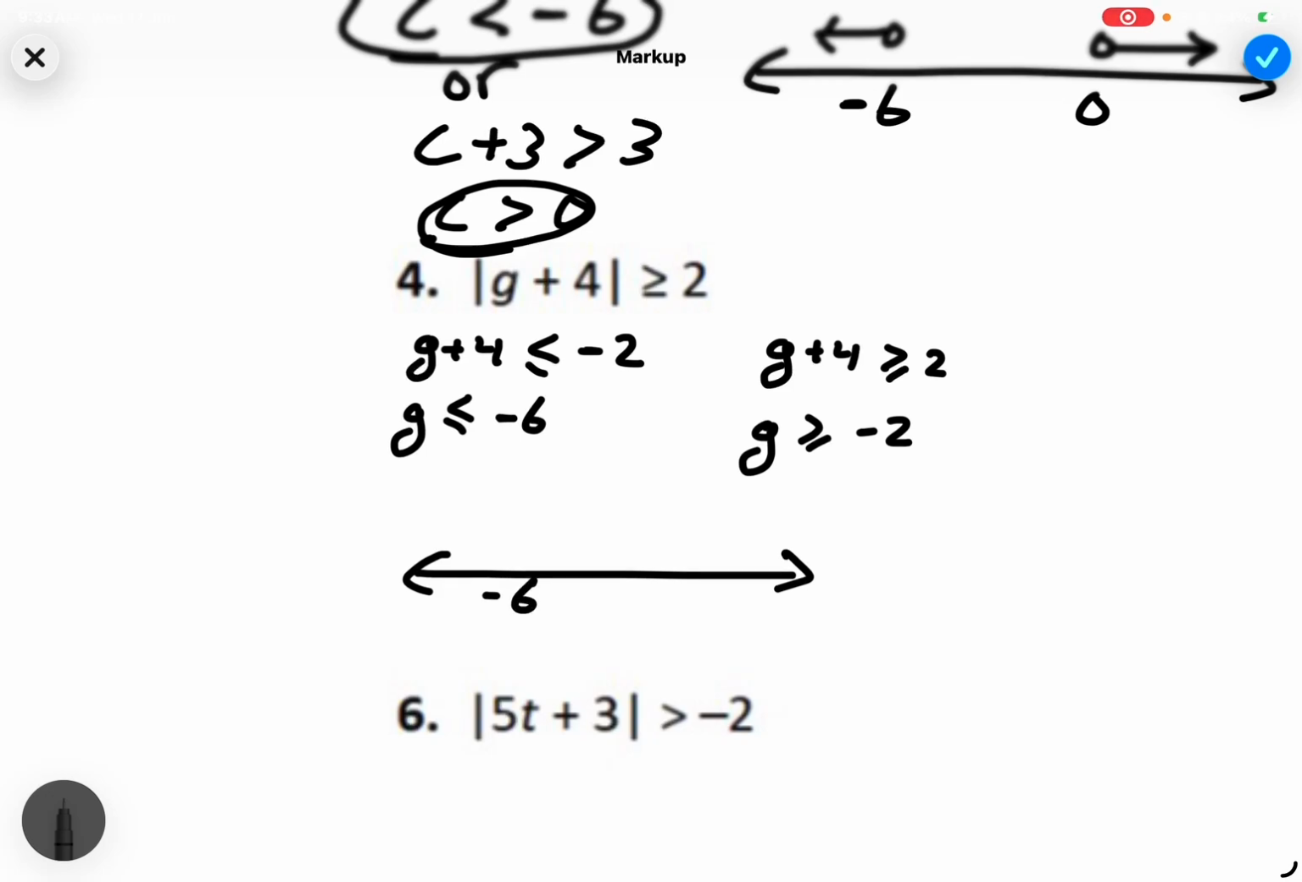Negative 6 here and negative 2 here. The answer is or, because if greater than, that gives the or. Okay. Filled hole, circle, pointing this way and pointing this way.